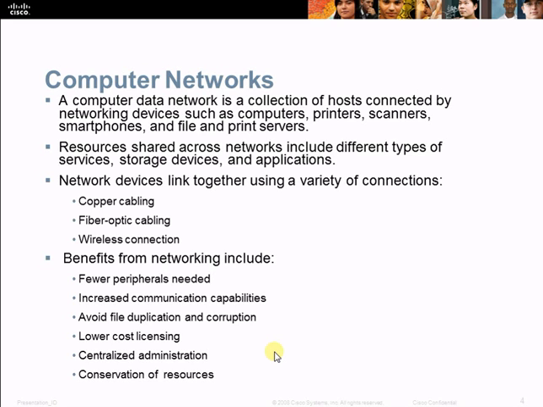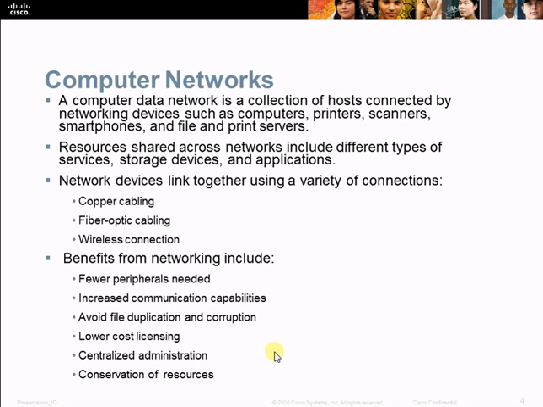Here are some of the main benefits, and I know that we'll see these a few times. When we have a network, we have fewer peripherals, so we can share printers and scanners. We can increase our communications capabilities, so we can email each other, we can send text messages, we can share files easier. We can also avoid duplication or corruption because we can back up our data to a main server, or we can have it backed up in case we lose it. Also, if we have a centrally administered network, we can have protection from malware and other things like that.